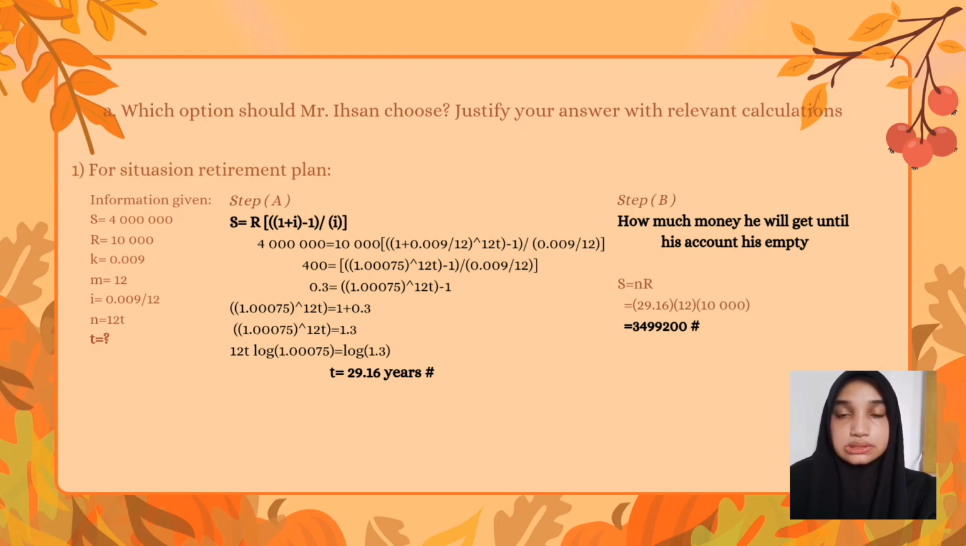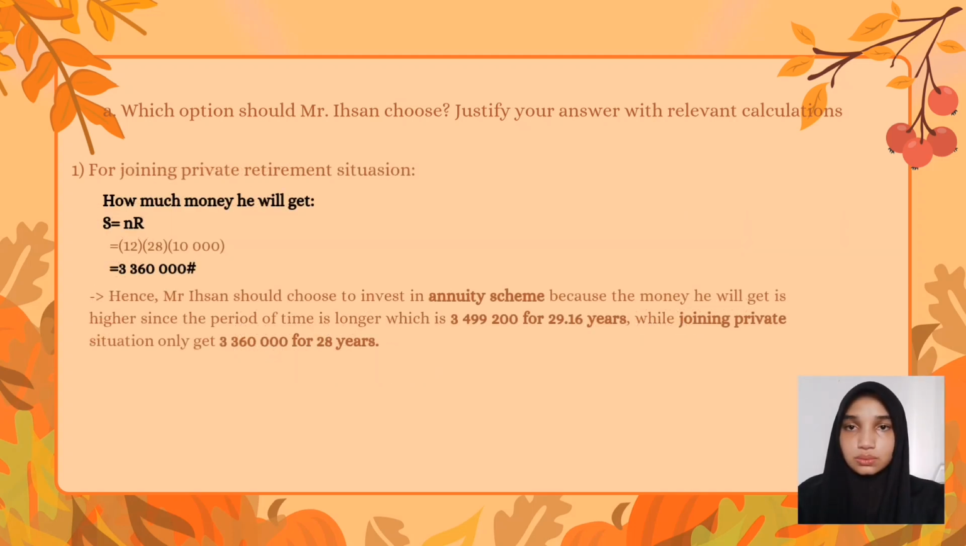That means 4 million equals 10,000 open the brackets 1 plus 0.009 over 12 close the bracket power 12t minus 1 over 0.009 over 12. 400 equals open the bracket 1.00075 power 12 minus 1 close the bracket over 1.00075. After that, 1.00075 in the power 12t equals 0.3 plus 1, which equals 1.3. Lastly, 12t log 1.00075 equals log 1.3 and we will find that t is 29.16 years.